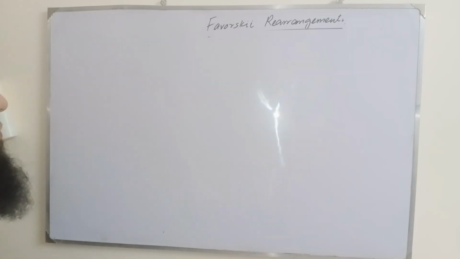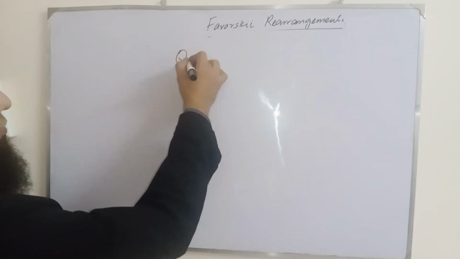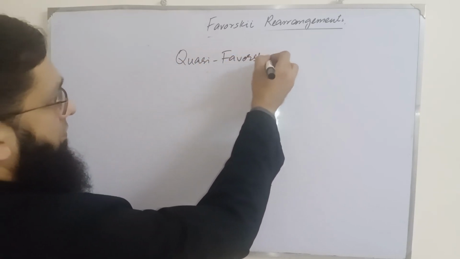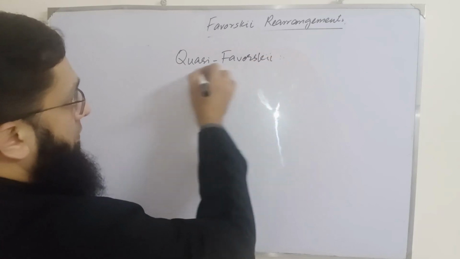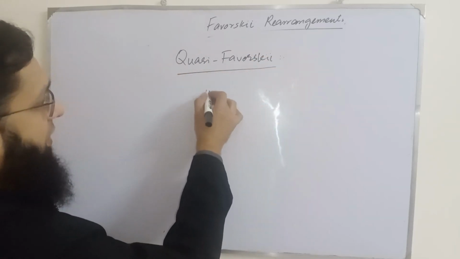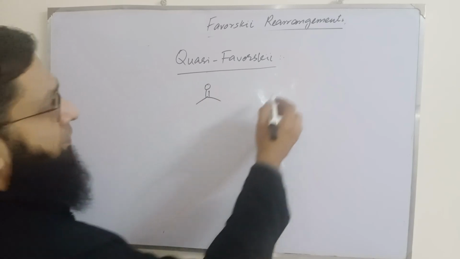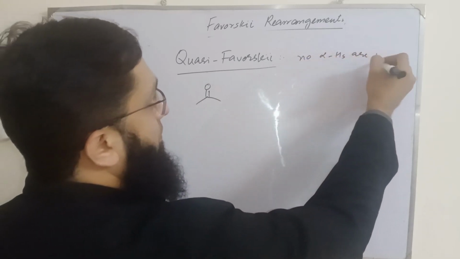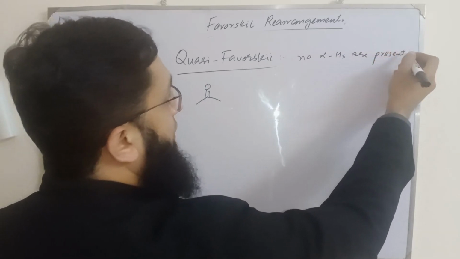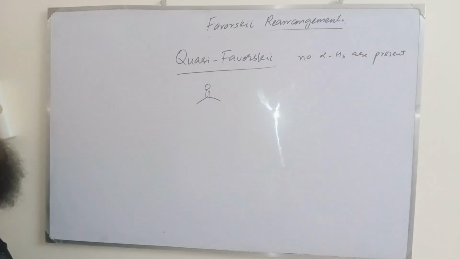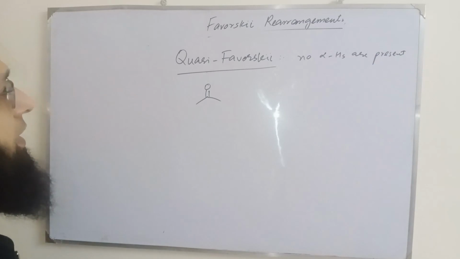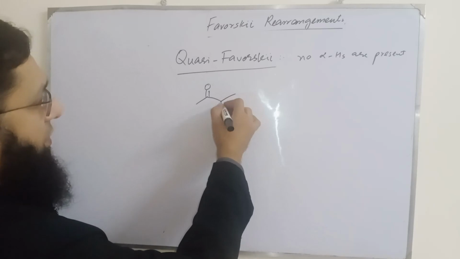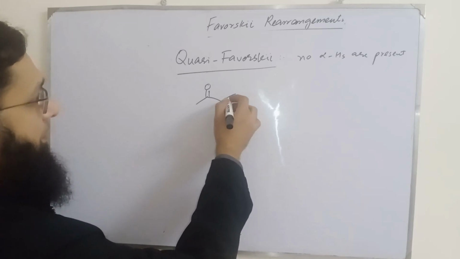Favorskii rearrangement is of 2 types. One type is quasi-Favorskii rearrangement. In quasi-Favorskii rearrangement, no alpha hydrogens are present. So when no alpha hydrogens are present in the alpha haloketone, then quasi-Favorskii rearrangement would take place, and here is how it would take place.